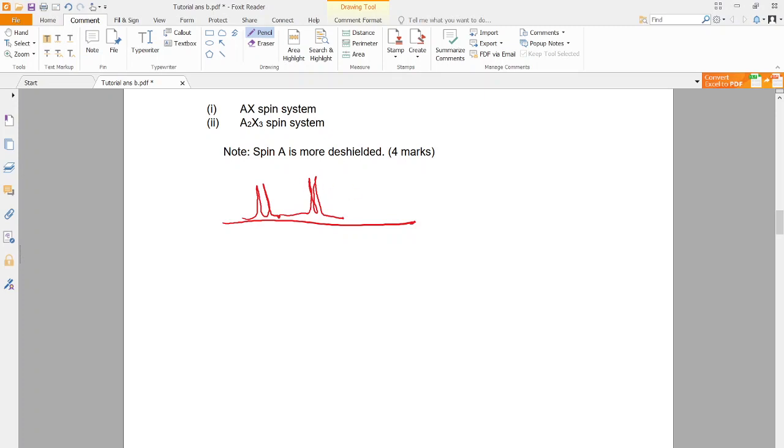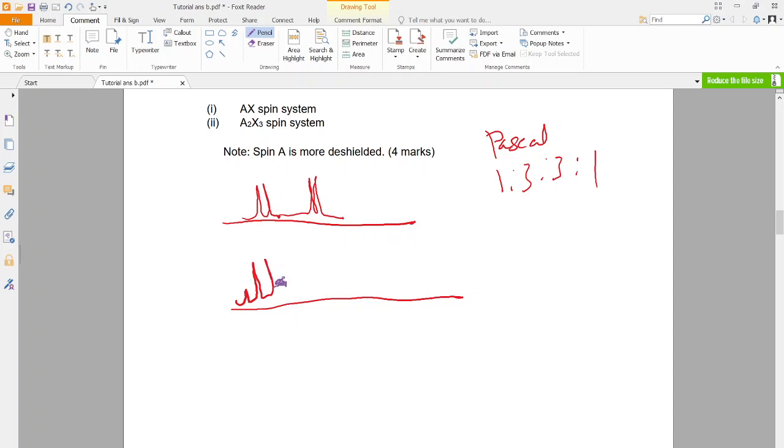So for an A2X3 system, A again is deshielded, so it's feeling the environment of the X, and X has 3 species, so n+1, that's 4. And remember that based on the Pascal triangle, 4 is going to be 1, 3, 3, 1 intensity.